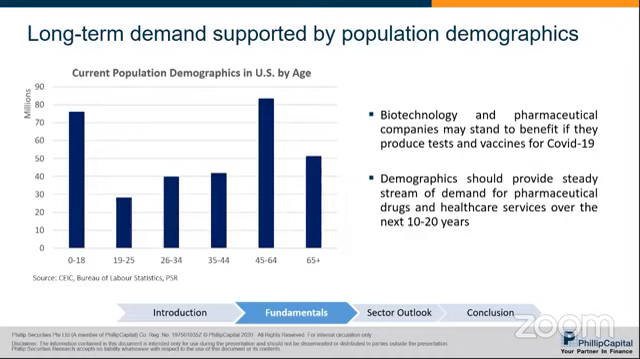Because if we were to look at short-term wise, biotech and pharmaceutical companies may stand to benefit if they are able to produce tests and vaccines for COVID-19. And going into the longer term, if you look at the demographics of the US population itself, you can see that those aged above 45, these are all the baby boomers. So this should provide a steady stream of demand for pharmaceutical drugs and also healthcare services over the next 10 to 20 years.